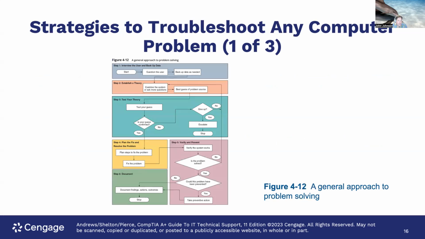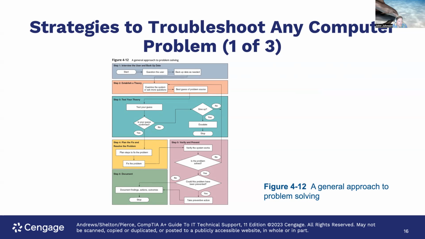And here are the strategies to troubleshoot any problem. This is any computer problem. This is your heuristics diagram. So you start at the top, question the user, back up the data as you need to. Then you get to establishing the theory part. So look at the general steps. You start off with the interview with the user and backing up your data. Then you establish a theory, you test your theory, then you plan the fix and resolve the problem. Then you verify and prevent, and then you document.